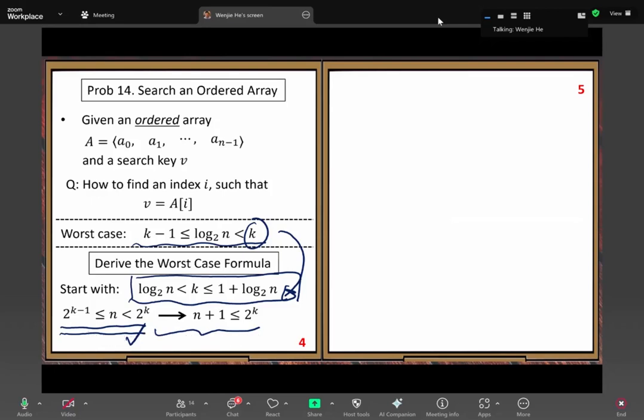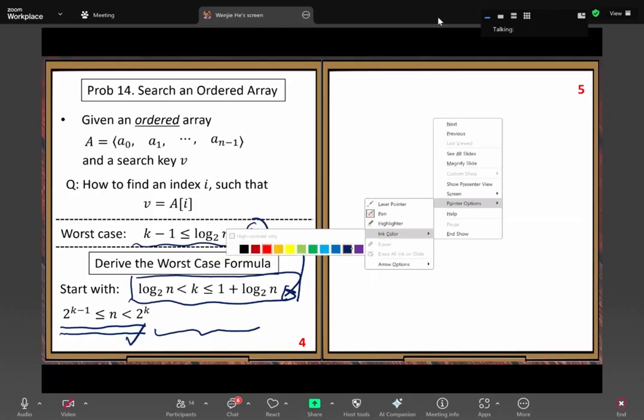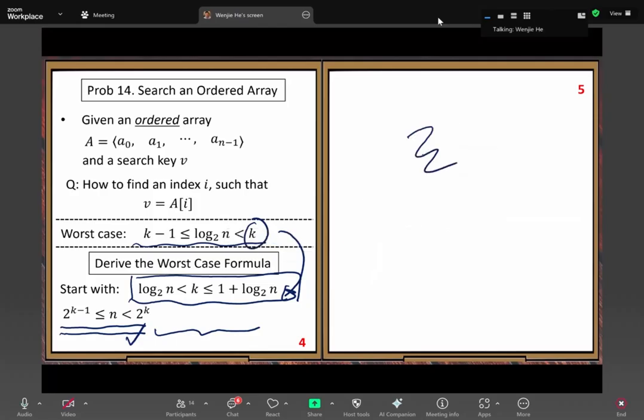So let me explain. So this is an important part. We need to, after this step, then everything is easier. Okay, all right. So now, first let me explain what we are doing here.